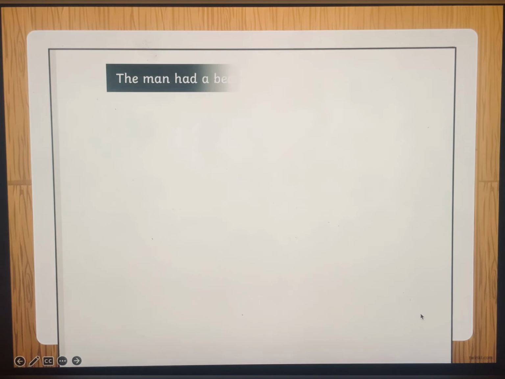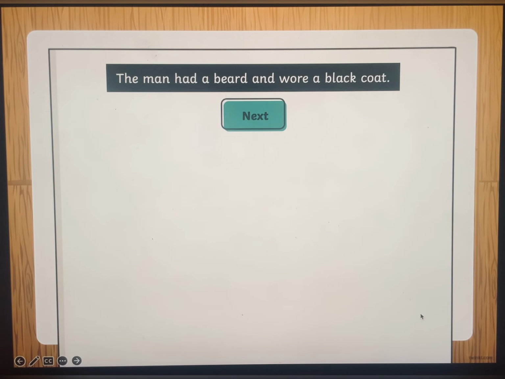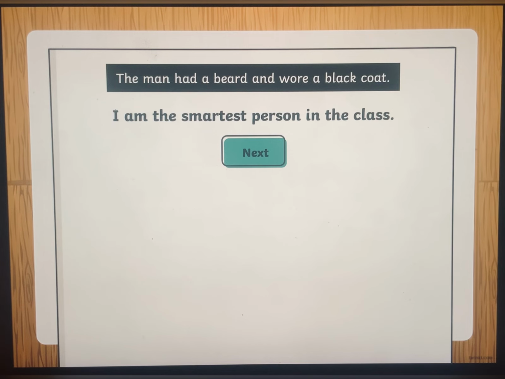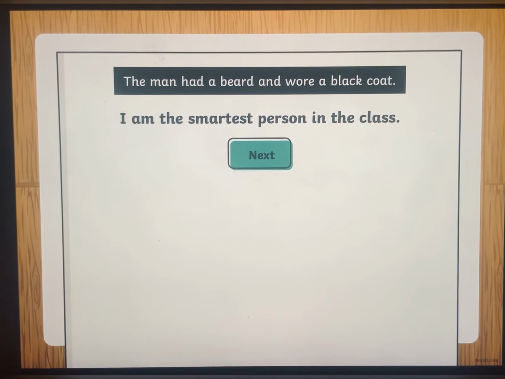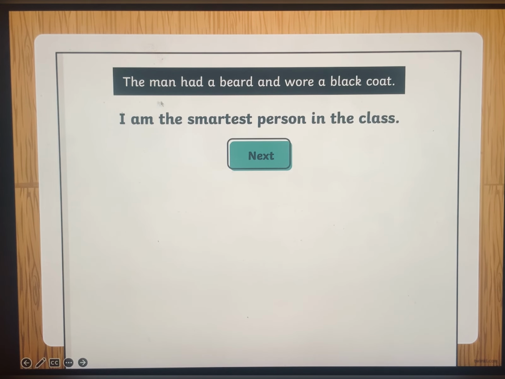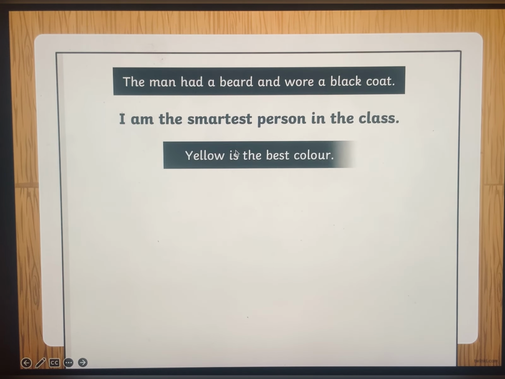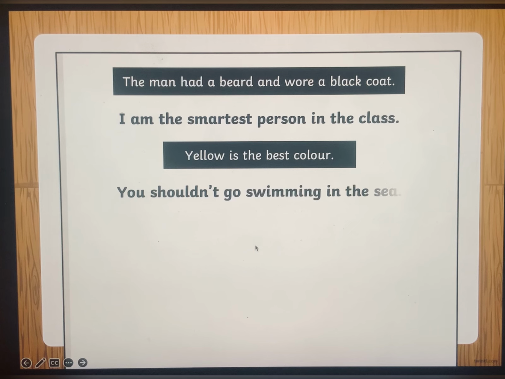Okay, let's begin. The man had a beard and wore a black coat. Have you thought whether it's a fact or an opinion? Perfect. Next sentence. I am the smartest person in the class. Okay. Is it a fact or an opinion? Okay. Let's go to the next statement. Yellow is the best color. Okay. Do you consider it a fact or opinion? You shouldn't go swimming in the sea. Do you consider it to be fact or opinion?